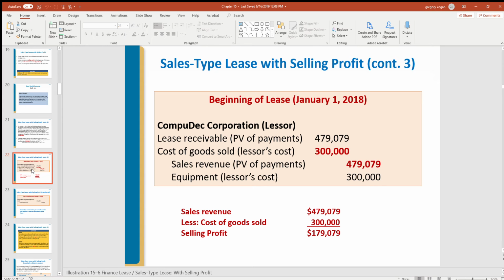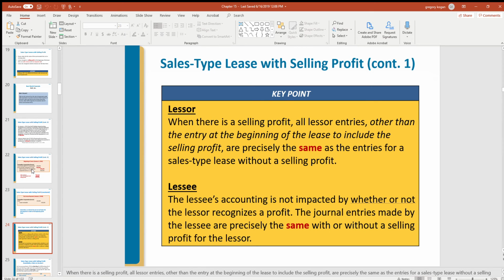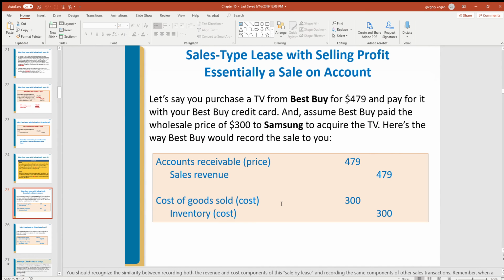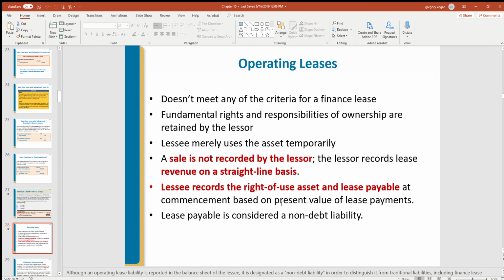And then the profit will record itself through the income statement computations in the amount of $179,079. And then the first lease payment comes and you have cash and lease receivable. So essentially it's kind of like you're going through the motions of saying this is a note receivable that essentially embeds in itself revenue, cost, and profit. And it is basically saying that we have a profit that is being recognized, and there's no other way of looking at it, right? Now, looking further at operating leases, okay, it doesn't meet any of the criteria for a finance lease.